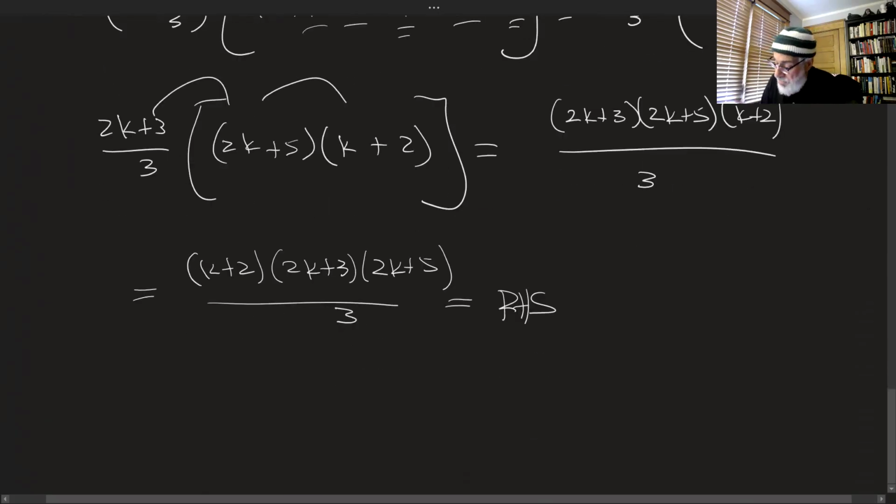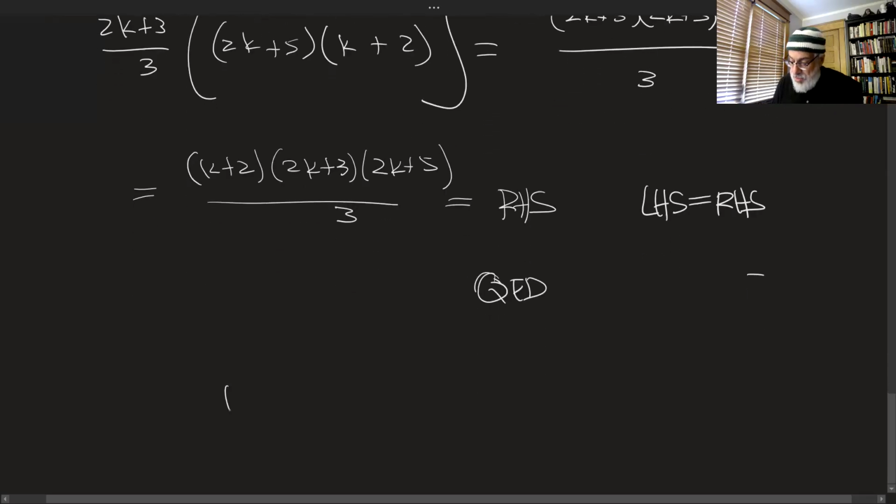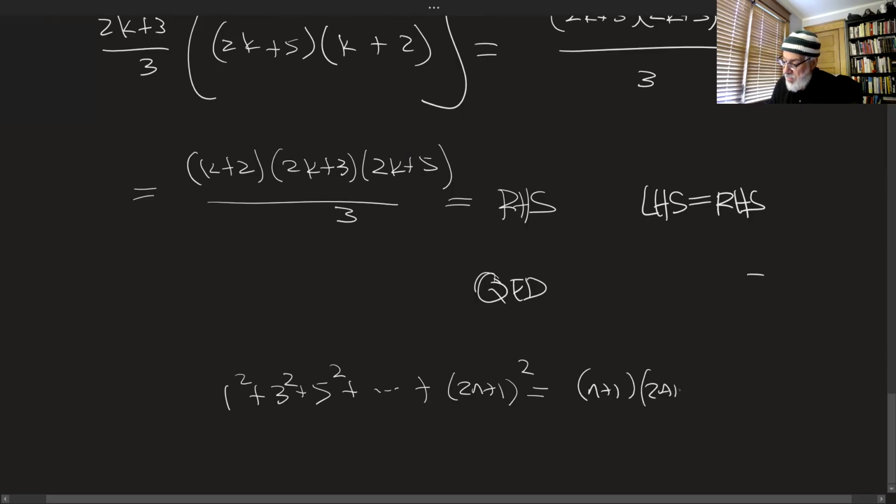All right. So this means that the left-hand side is equal to the right-hand side, and that we are done. We've proven it, so we can say QED. I'll use boxes and say our proof is done. So in fact, it is true that 1 squared plus 3 squared plus 5 squared plus dot dot dot plus (2n + 1) squared is equal to (n + 1)(2n + 1)(2n + 3) divided by 3. That's it. That's the proof by induction. This dot dot dot, you should hopefully remember, is just a bunch of terms in between.